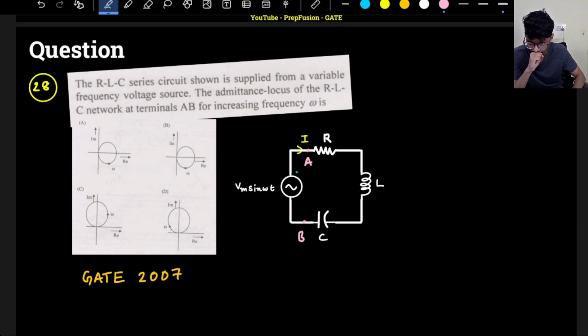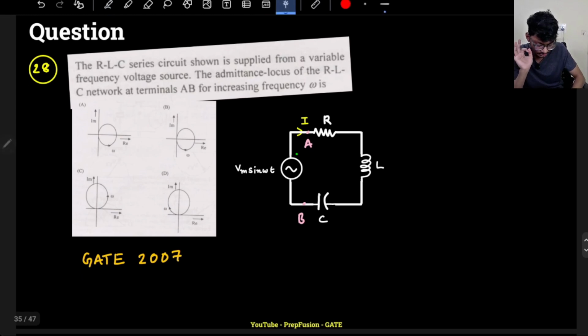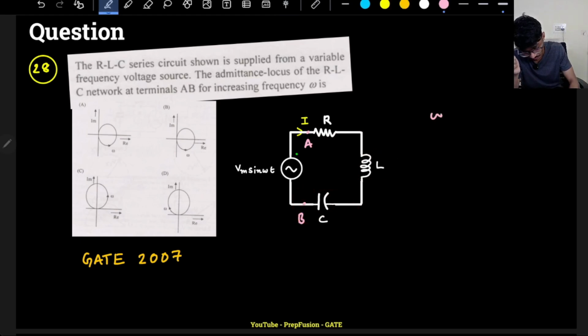So intuitively, can you solve? At omega equal to 0, what is happening? The capacitive reactance is 1 by omega C, so this will be an open circuit, and this will be a short circuit. So what is the admittance? Admittance will be dominated by this one only, right? In a series circuit, whichever has the highest value will dominate. So at omega equal to 0, I have a capacitive behavior.